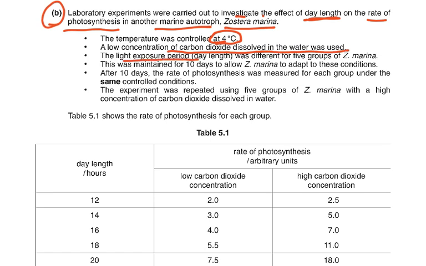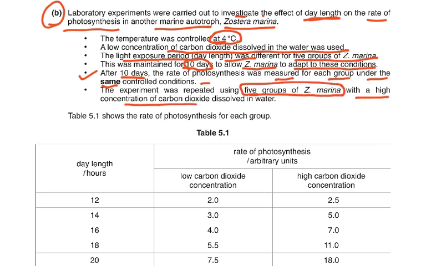The light exposure period, day length, was different for 5 groups of Z. marina. This was maintained for 10 days to allow Z. marina to adapt to these conditions. After 10 days, the rate of photosynthesis was measured for each group under the same controlled conditions. The experiment was repeated using 5 groups of Z. marina with a high concentration of carbon dioxide dissolved in water.